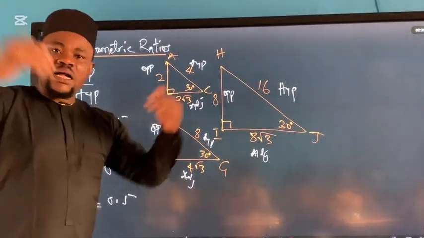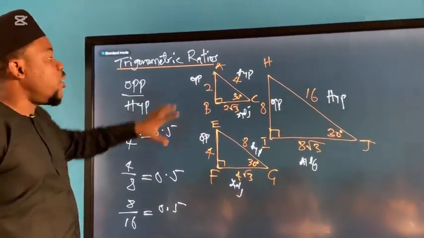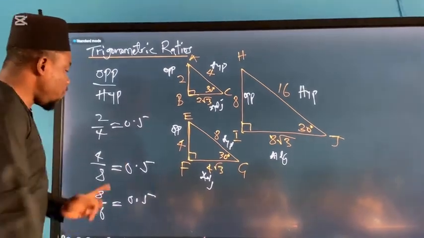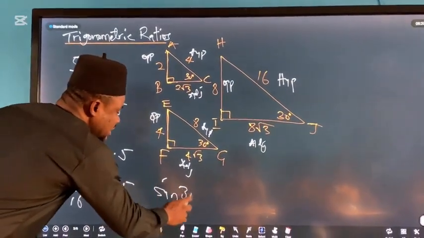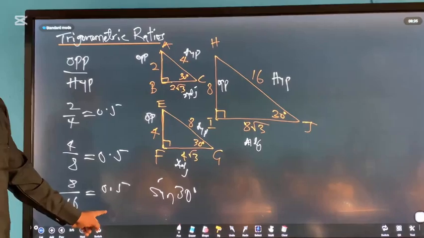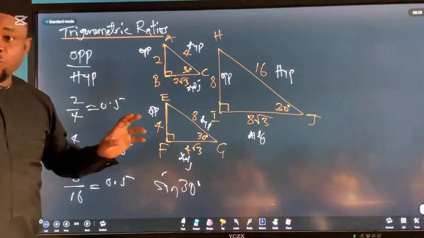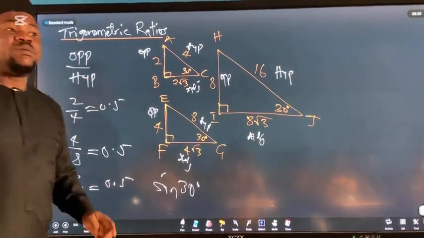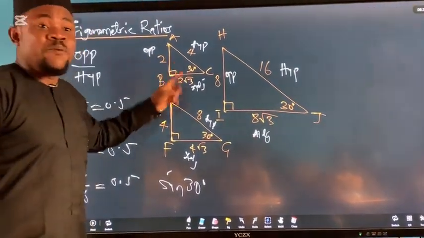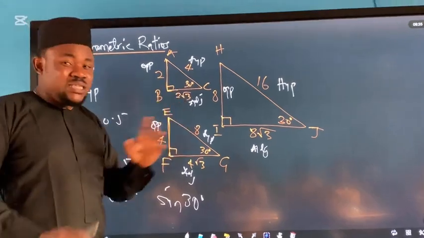So mathematicians now agree that this ratio of opposite over hypotenuse for any set of similar triangles should be called what now? Sine. So if you go and check sine 30 degrees in your calculator anywhere in the world, all you get is 0.5. Do you understand? Sine 30 degrees for any right angle triangle should give you 0.5. That means any triangle where the angle is 30 degrees, the opposite will be half of the hypotenuse. Do you understand what I'm trying to say?